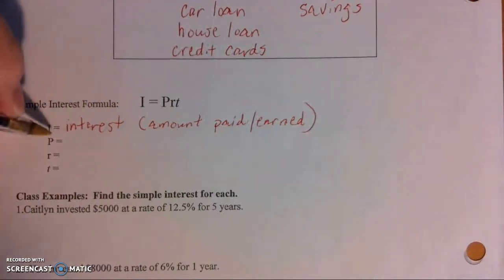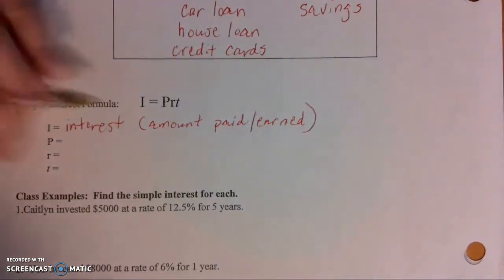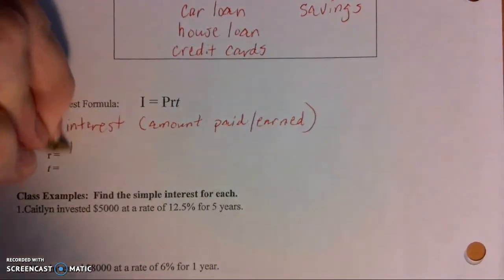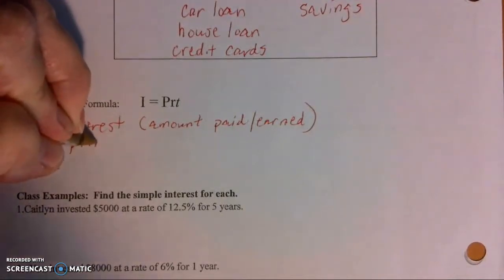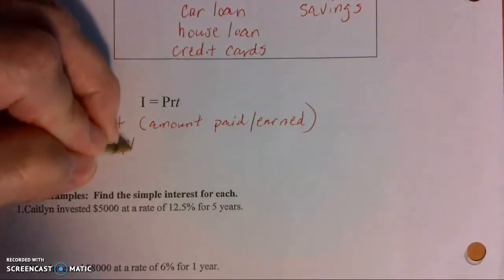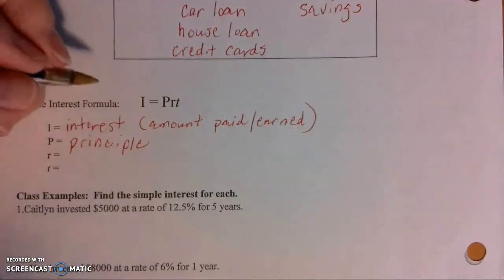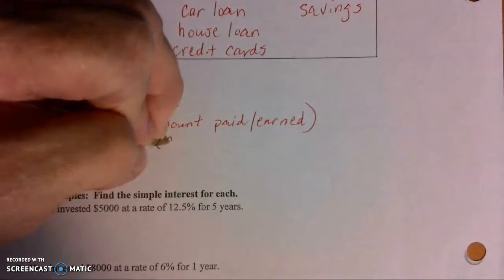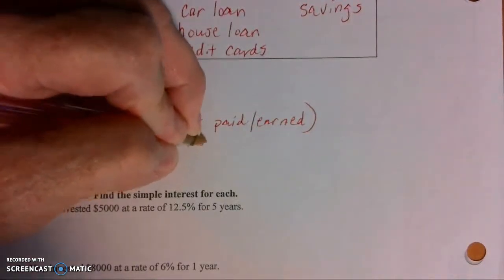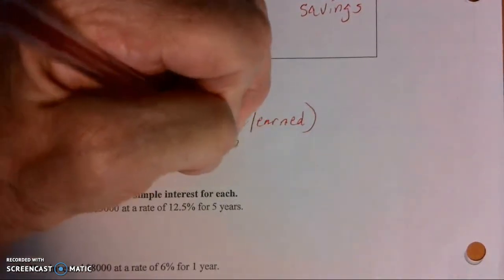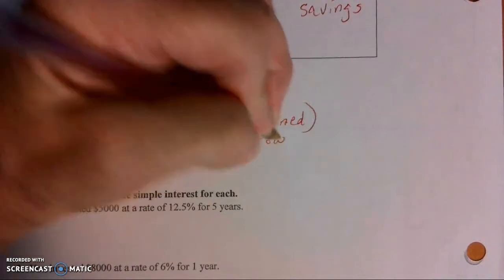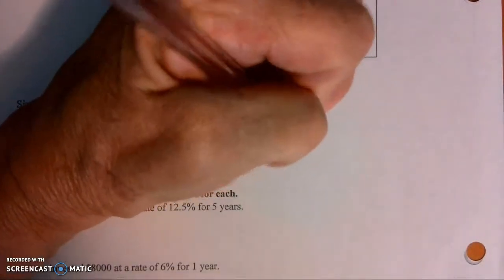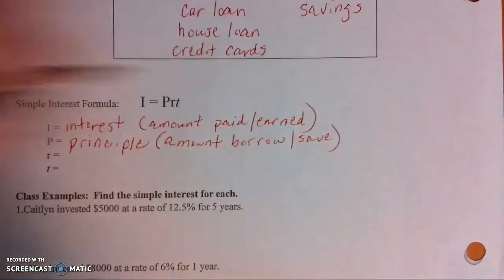That is going to be equal to capital P, or just P, and that stands for principal. Okay, and this is not the Mrs. Stiles kind of principal. This is actually the amount of money you borrow or the amount of money you save. So it's what you start with.